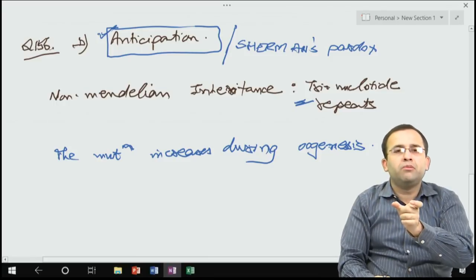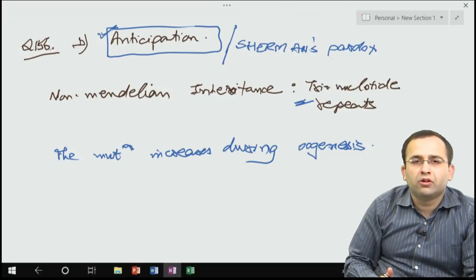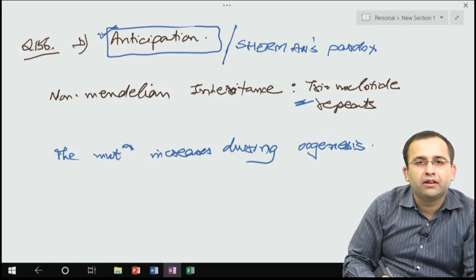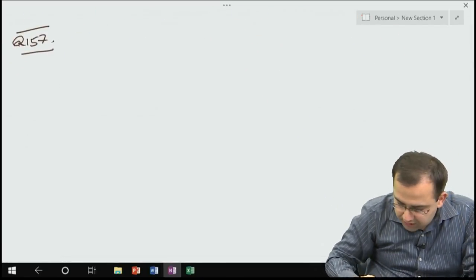The classical example of trinucleotide repeat disease is Fragile X syndrome. Huntington's is also trinucleotide. You know that. Next. This gets us to question 157.